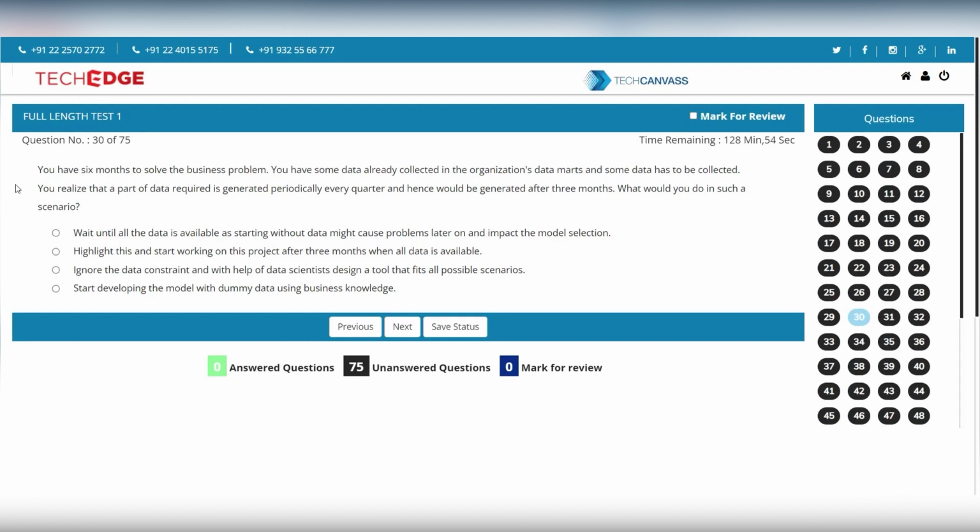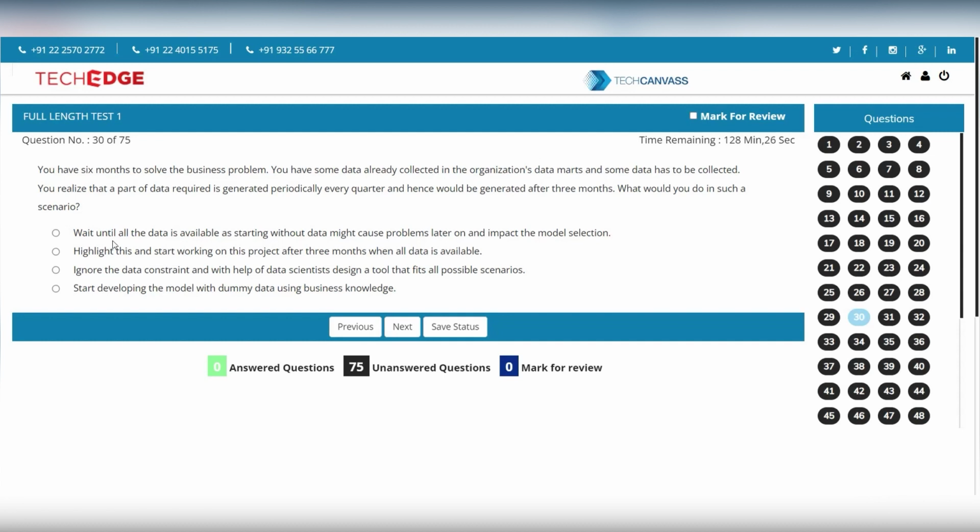Okay, so now the question states, you have 6 months to solve the business problem. You have some data already collected in the organization's data marts, and some data has to be collected. You realize that a part of data required is generated periodically every quarter, and hence would be generated after 3 months. What would you do in such a scenario?